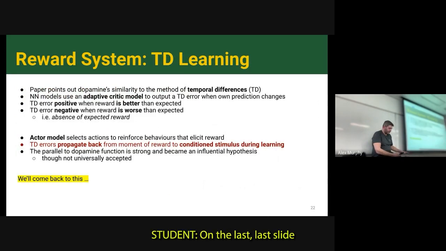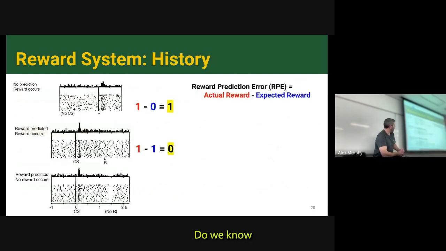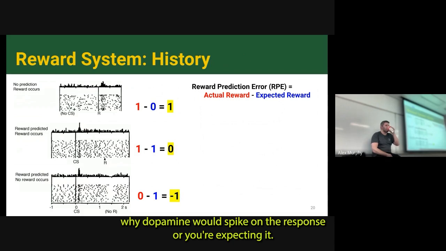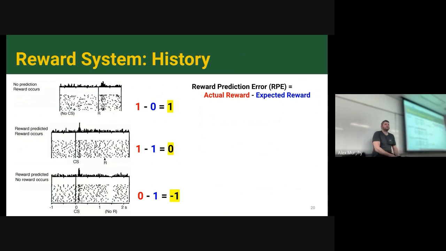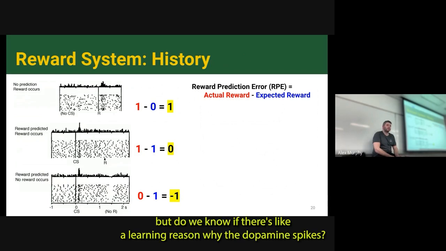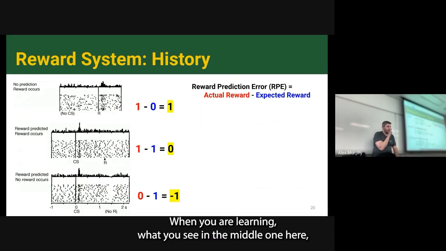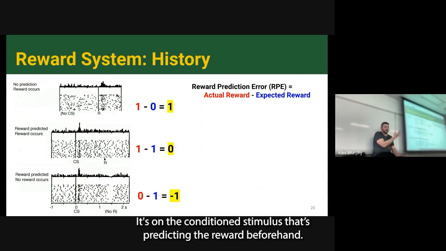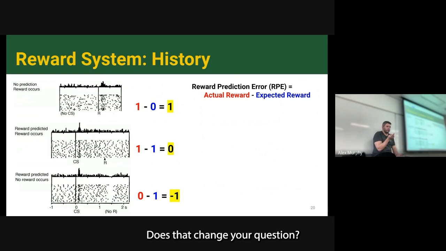Yeah. Do we know, on the last slide where you had all the dopamine levels, why? Because you can kind of think why dopamine would spike on the response, right? Because you're expecting it, so it spikes. But do we know if there's a learning reason why the dopamine spikes? When you are learning, what you see in the middle one here, when you are expecting it, you don't get the dopamine on the reward. It's on the conditioned stimulus that's predicting the reward beforehand. Does that change your question?